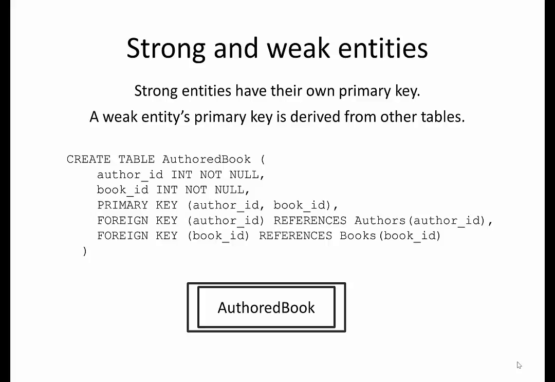So here's an example, an authored book. An authored book has two fields, an author ID and a book ID. Both of these are foreign keys. One comes from the author's table and one comes from the book's table. The primary key for this table is a composite key made of author ID and book ID. Okay? So the primary key is derived from other tables, therefore it is a weak entity. A strong entity has its own primary key.